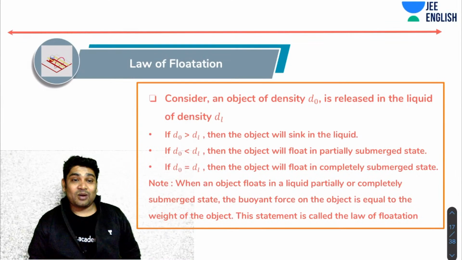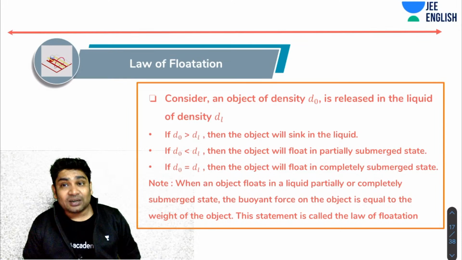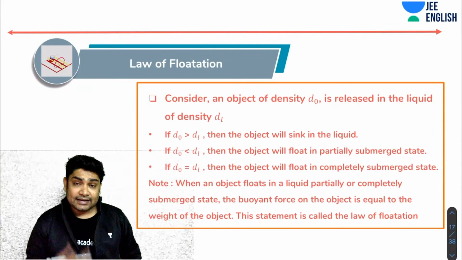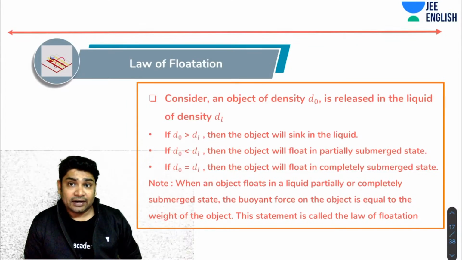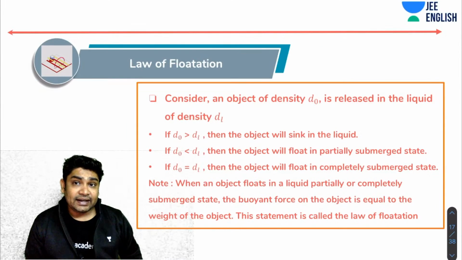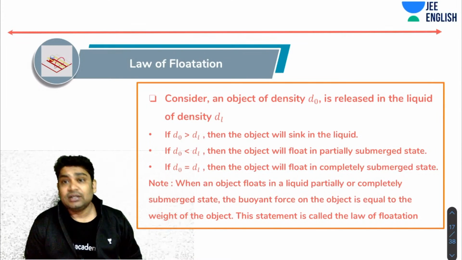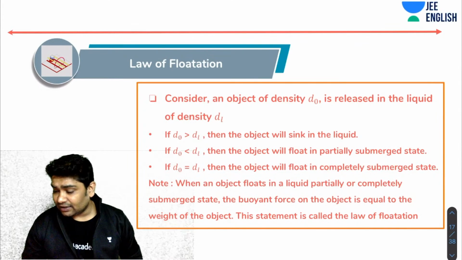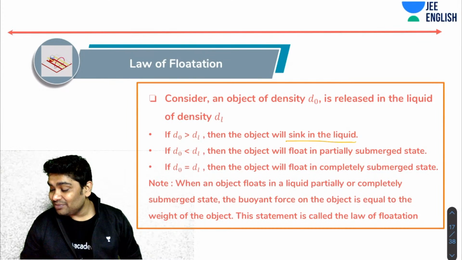Next, we'll talk about something called the law of flotation. So this law suggests that if you consider a body with a density d naught and it is released in a liquid of density dl, now there are three possibilities, right? If d naught is greater than dl, then what you realize is that its mg would be greater than the buoyant force, and such an object will obviously sink. Okay, why? As the mg of the body is greater than the buoyant force.